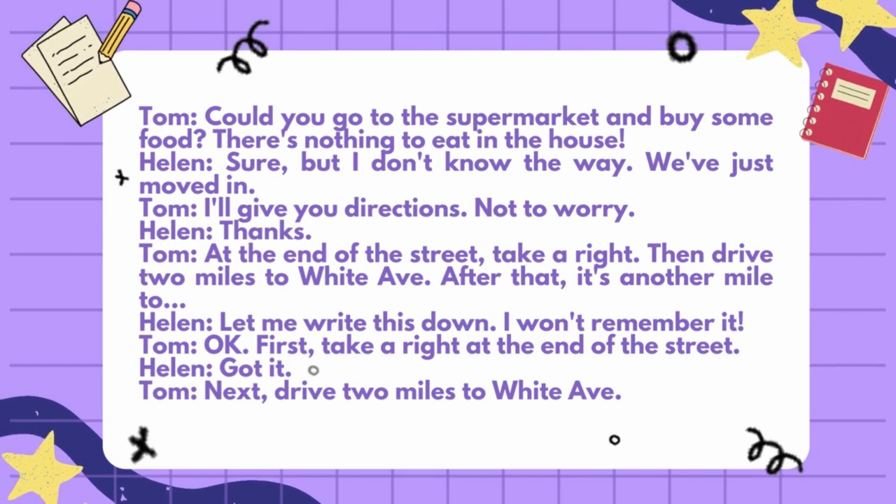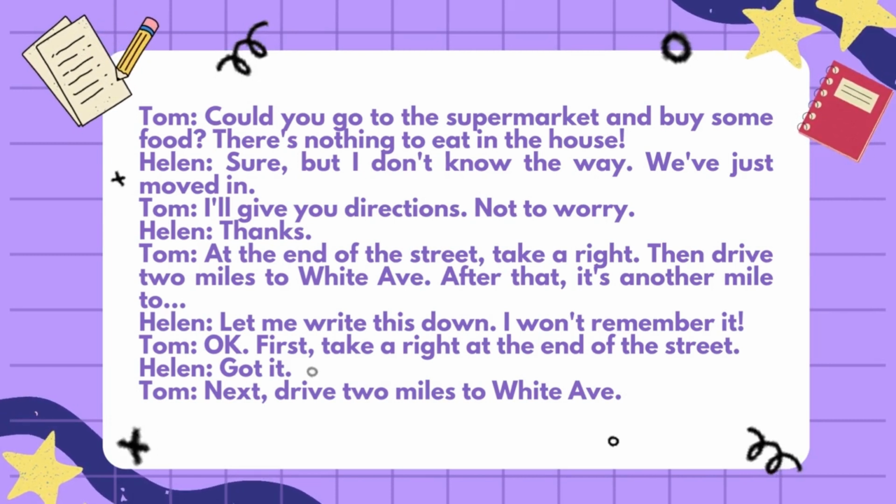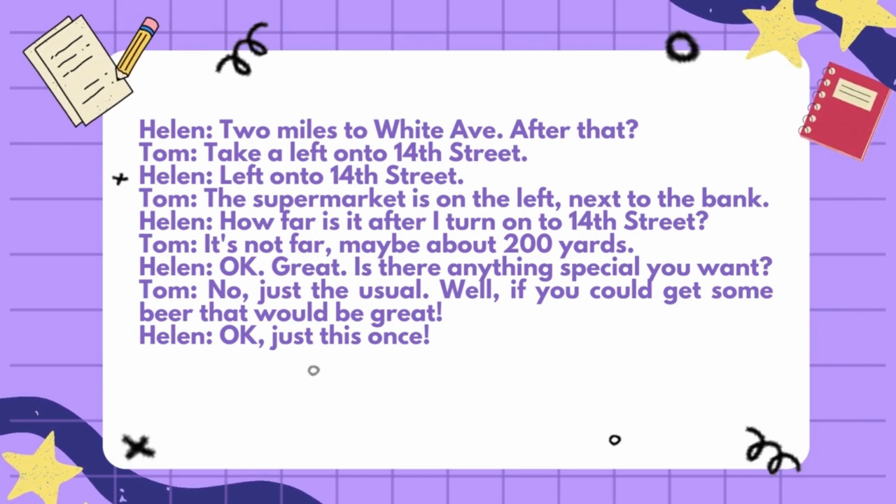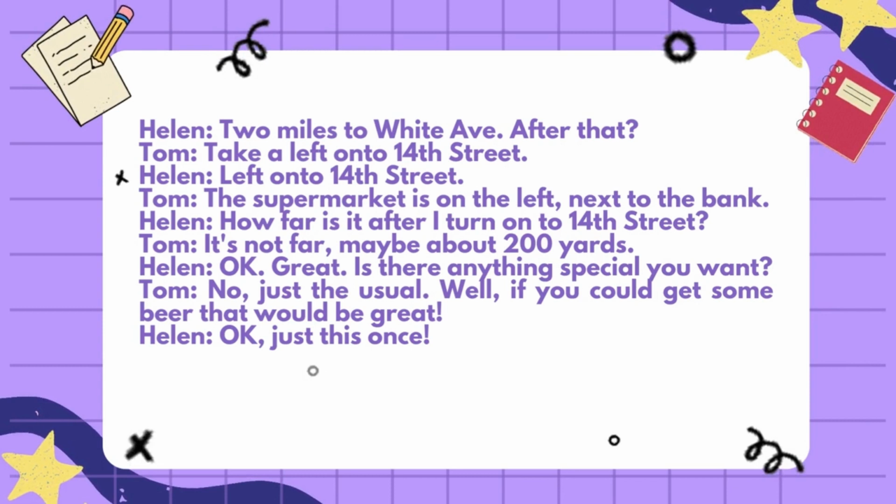First, take a right at the end of the street. Got it. Next, drive 2 miles to White Avenue. 2 miles to White Avenue. After that, take a left onto 14th Street. Left onto 14th Street. The supermarket is on the left, next to the bank. How far is it after I turn onto 14th Street? It's not far, maybe about 200 yards. Okay. Great. Is there anything special you want? No. Just the usual. Well, if you could get some beer that would be great.